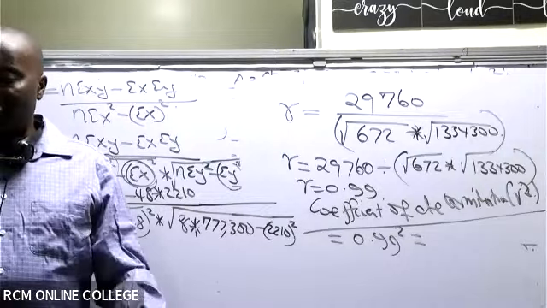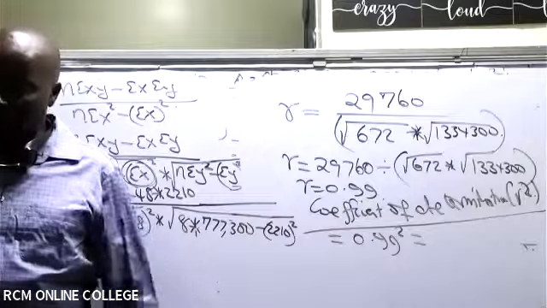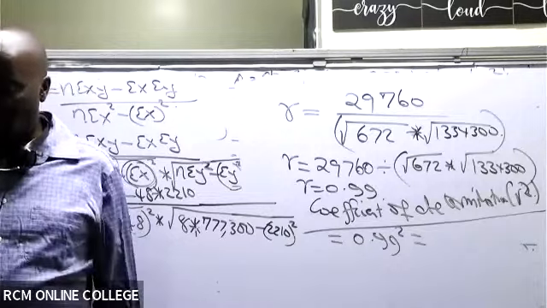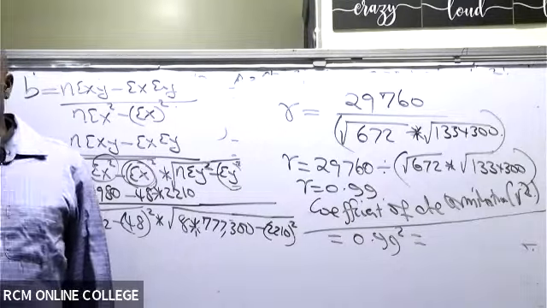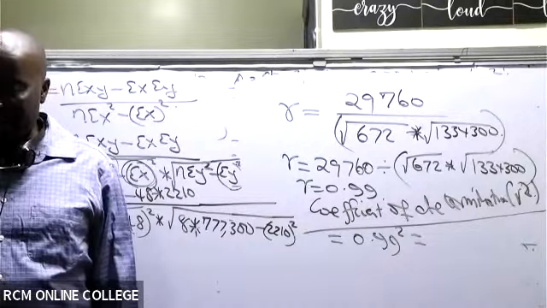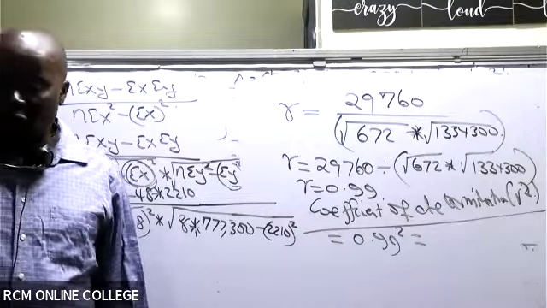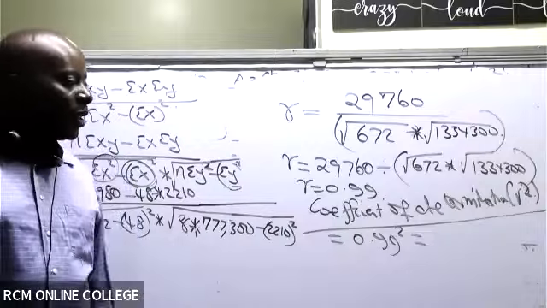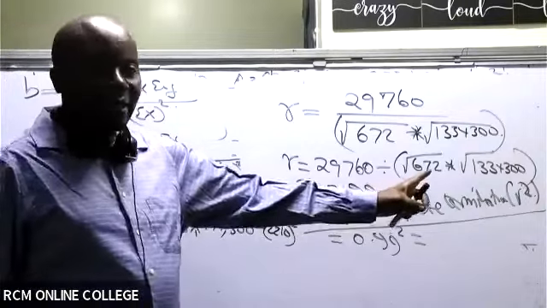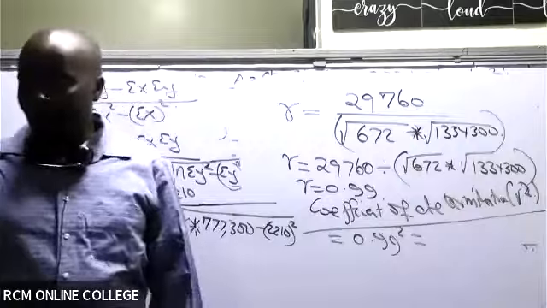I always prefer 4 decimal places, but even this one, because you're finishing, you're just good to go. So 0.99 squared will end up giving us 0.8 something, isn't it? Or 0.9 something. That is the coefficient of determination. You take R, you square.